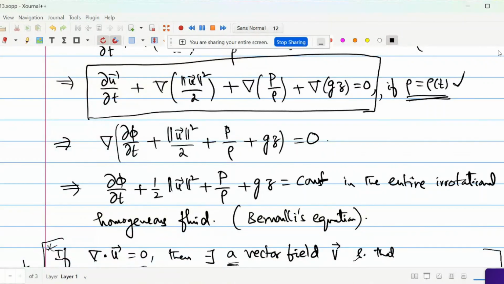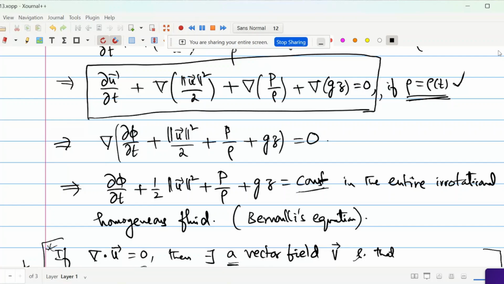That is a kind of integration: derivative equal to zero, you integrate, so that function you get as constant. That is actually for irrotational homogeneous fluid. That constant is there, the same constant, because the gradient is zero, the derivative is zero. So this is called Bernoulli's equation. This is one case. Now we will take this momentum equation.